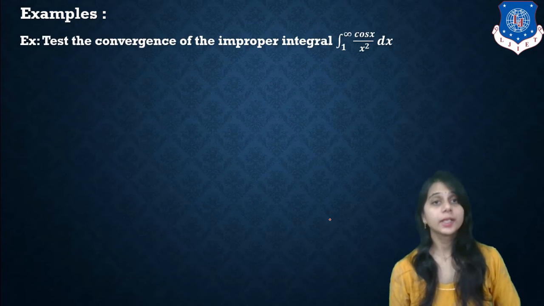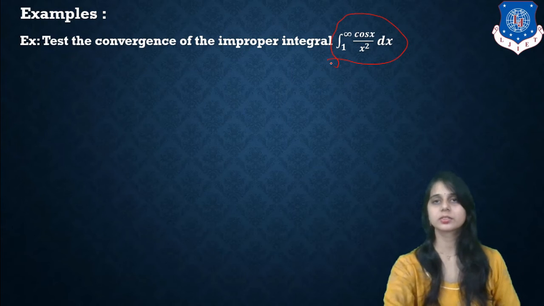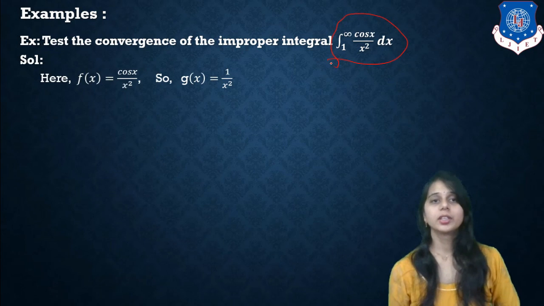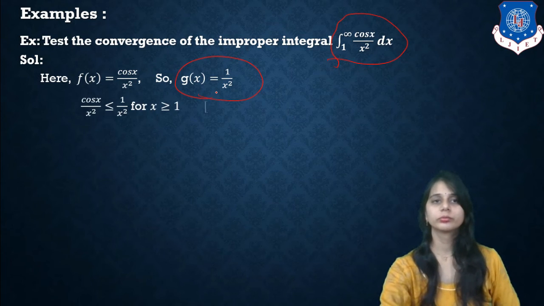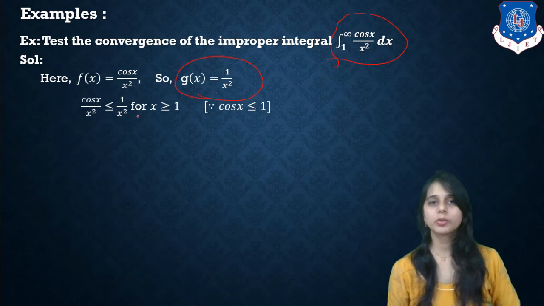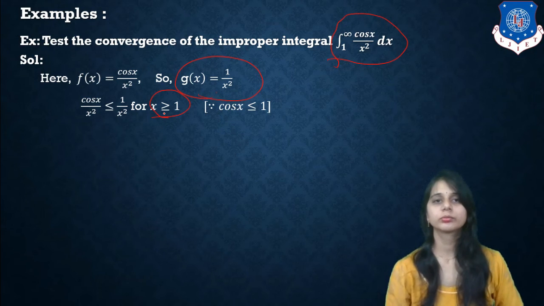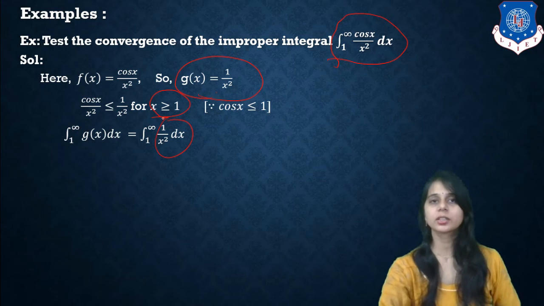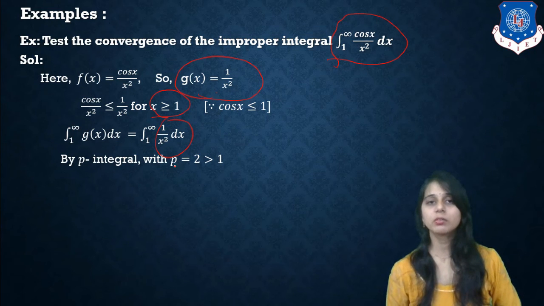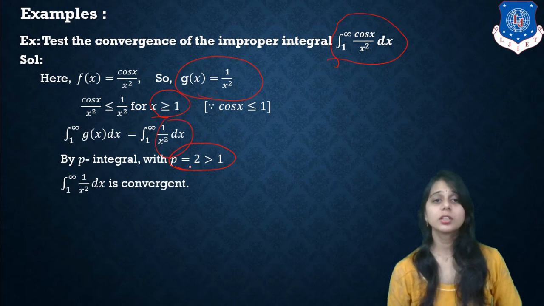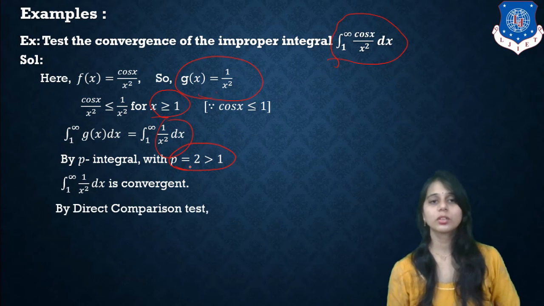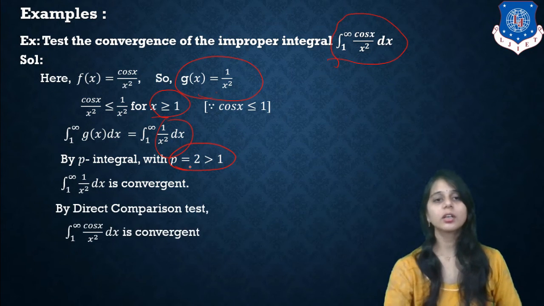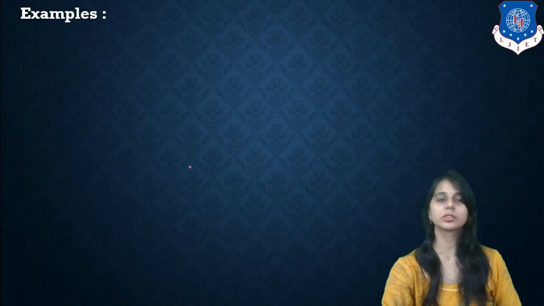Taking an example, test the convergence of the improper integral, integration 1 to infinity cos x upon x square dx. Here f of x is cos x upon x square, so g of x is 1 upon x square. Cos x upon x square is less than or equal to 1 upon x square, so we take x greater than or equal to 1. The integral 1 to infinity of g of x dx is integration 1 upon x square dx. By the p integral test, p equal to 2 is greater than 1, so it is convergent. So using the direct comparison test, we say that the improper integral is convergent.